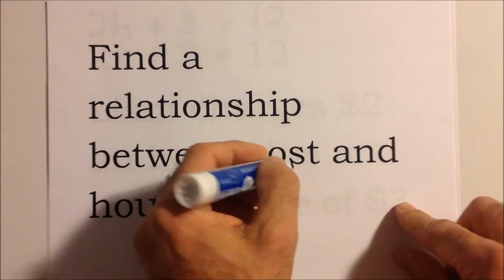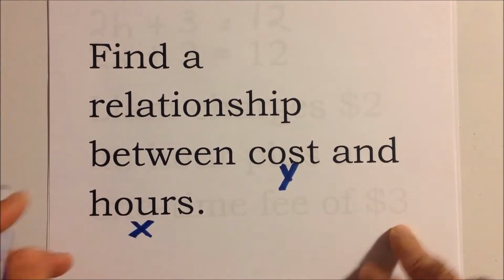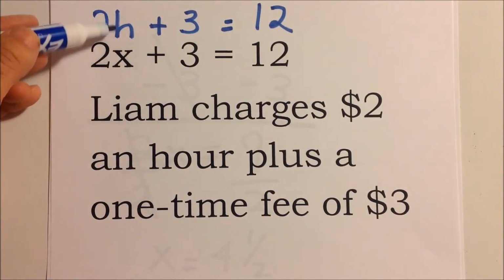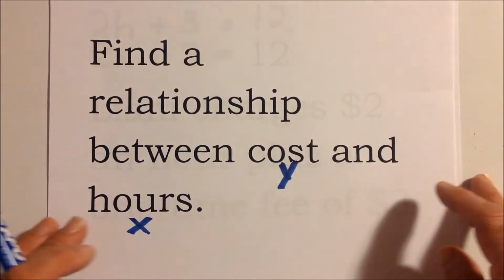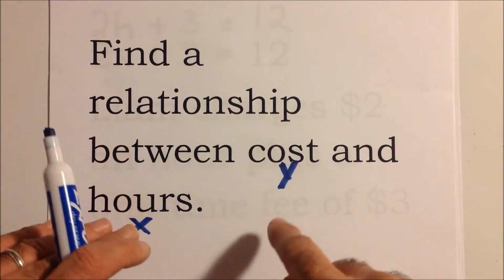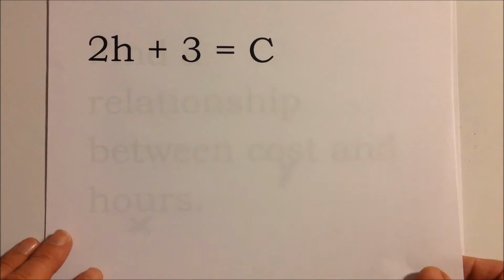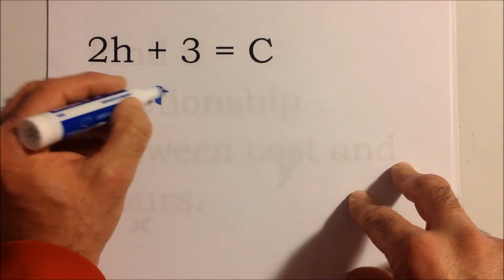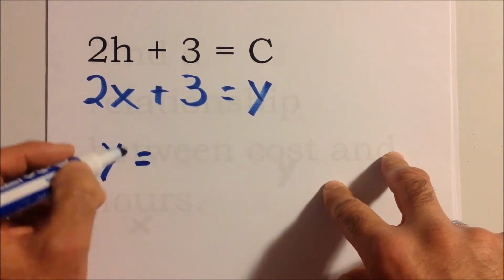The cost in this case would be the y. Generally it's used as y. And the hours were the x for the previous equation. Let's look at it again. The h was the x and the y was the cost. So with all the equations we're doing, we're trying to find a relationship between the x and the y. This is what the equation looked like: 2h plus 3 equals c. And you can also say 2x plus 3 equals y. And if you remember, it could also be the other way around.